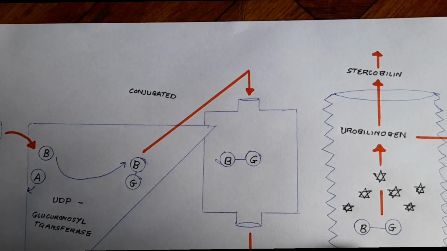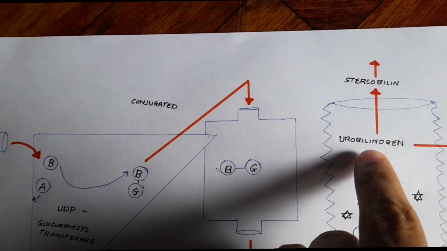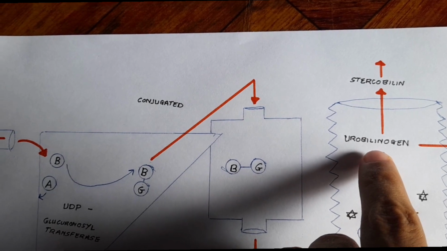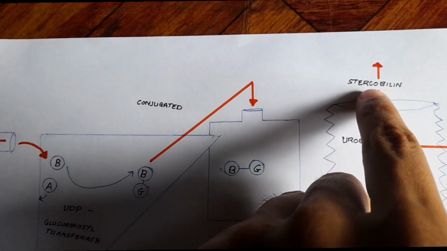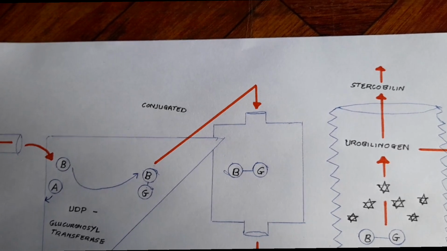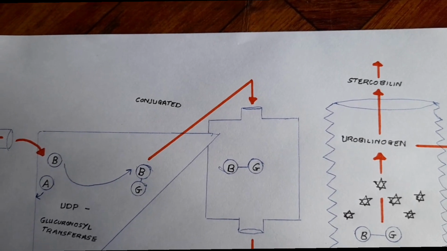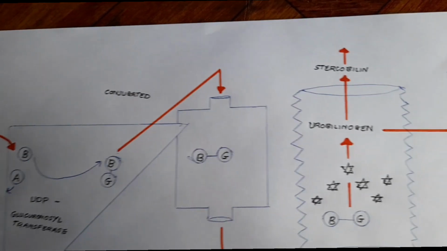gets converted to urobilinogen. Then urobilinogen, in the presence of oxygen, is converted to stercobilin. This stercobilin gives brown color to your stool. So about 85% of bilirubin is excreted through feces.